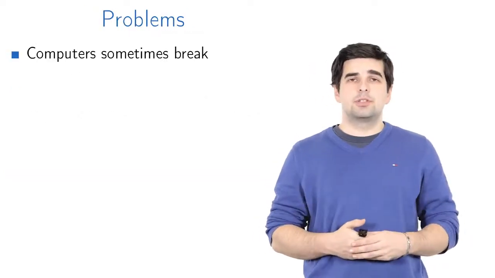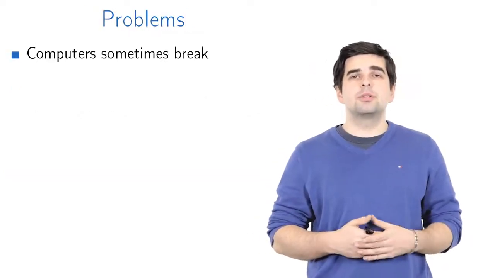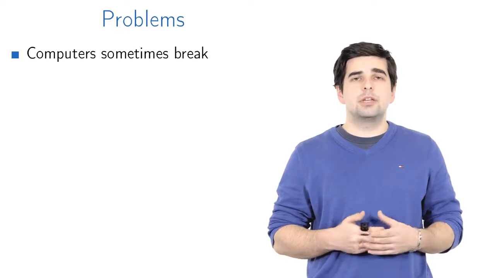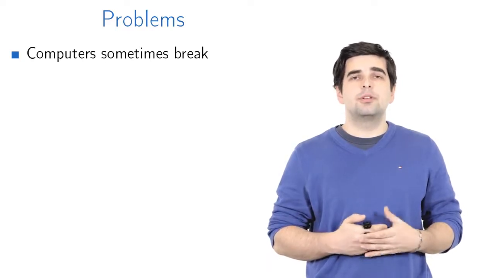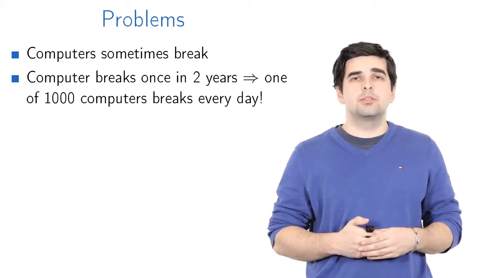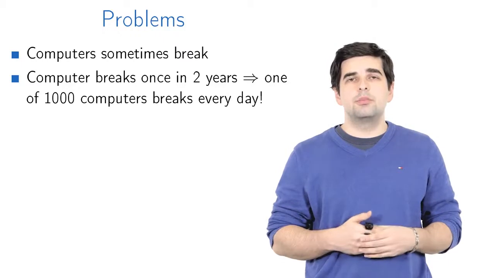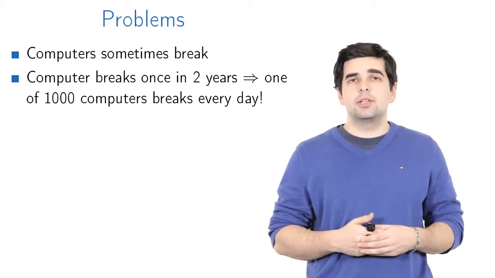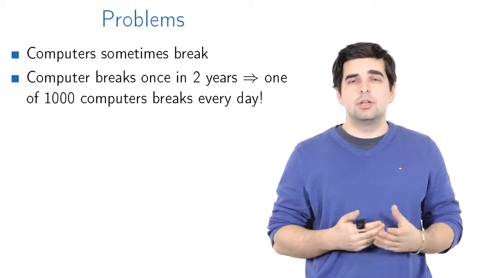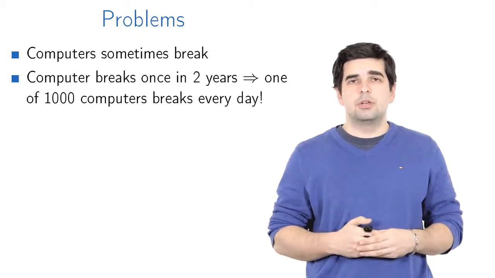Still, there are problems with this approach, and the main problem is that computers sometimes break. And especially if you have a lot of computers, then they break pretty often. For example, if a computer breaks once in 2 years on average, then if you have 1,000 computers, on average more than one computer breaks every day, because there are less than 1,000 days in 2 years and you have 1,000 computers. So what do you do in that case?